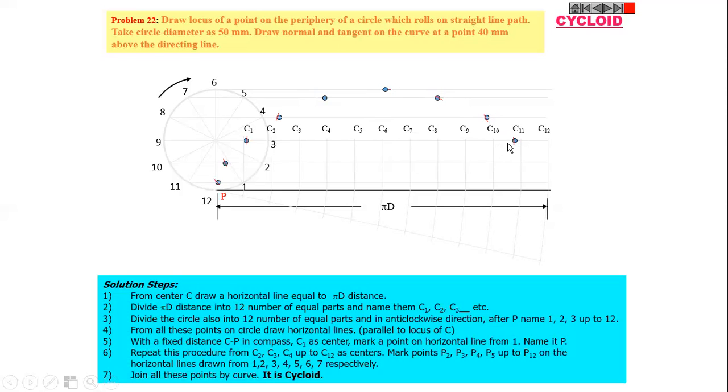This is my 9 point. Then C10 as a center and 10. Then C11 as a center and cut the 11 line. That is, 1 and 11 on the same line. Then C12 to the last point. So don't forget the naming, that is P1, P2, P3, P4 up to the P12.